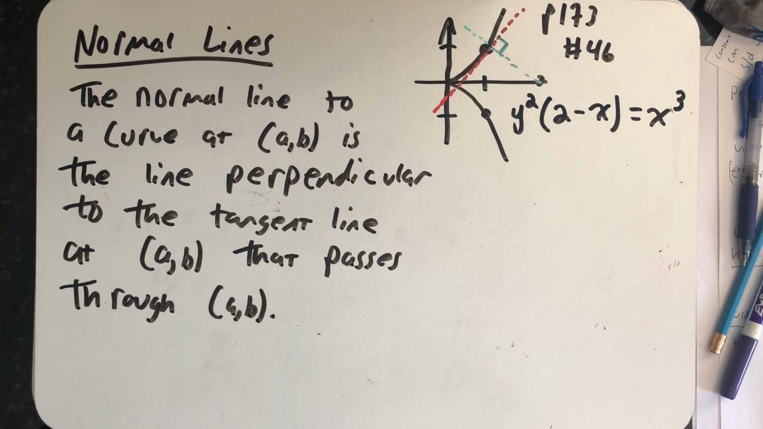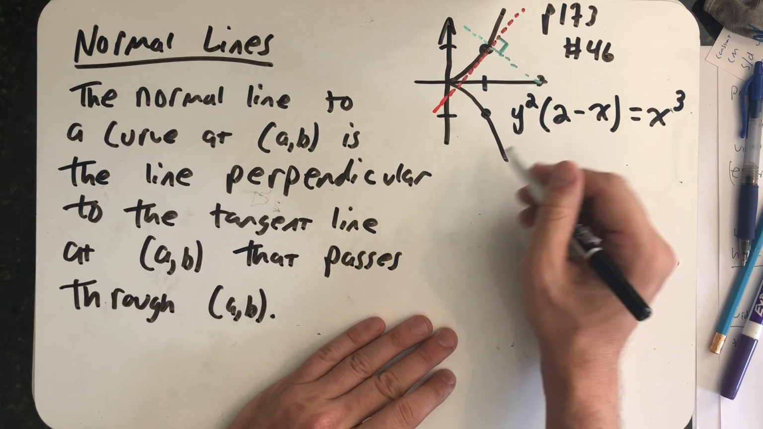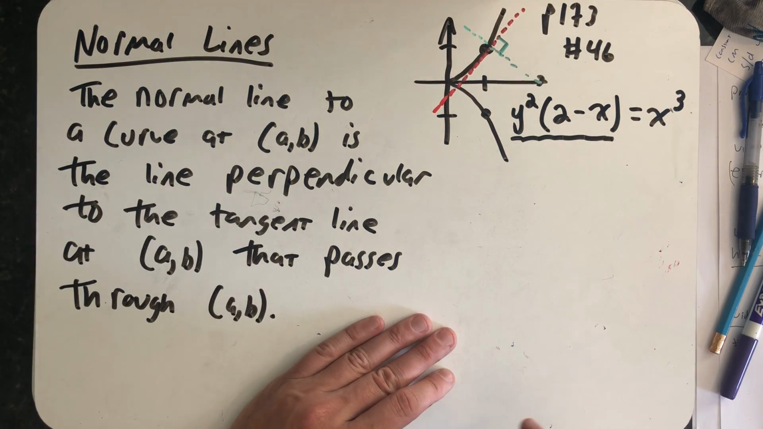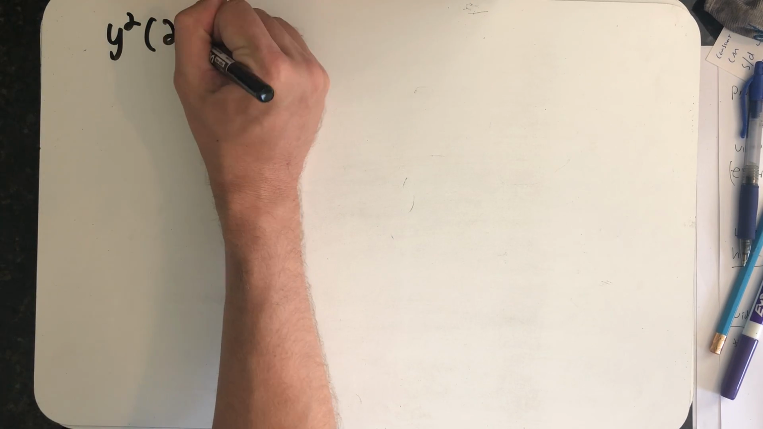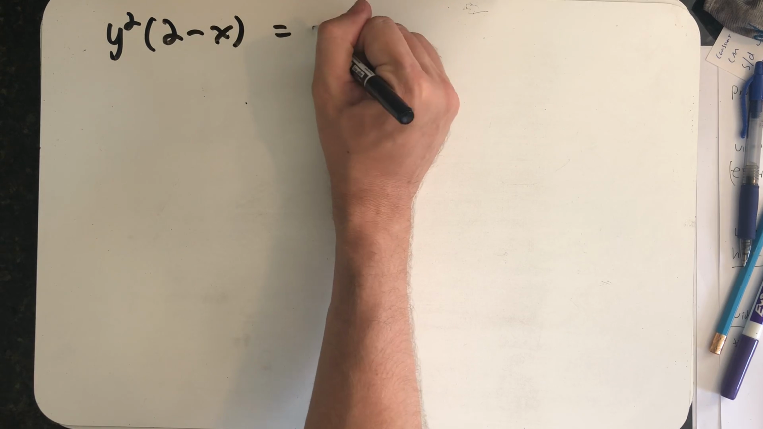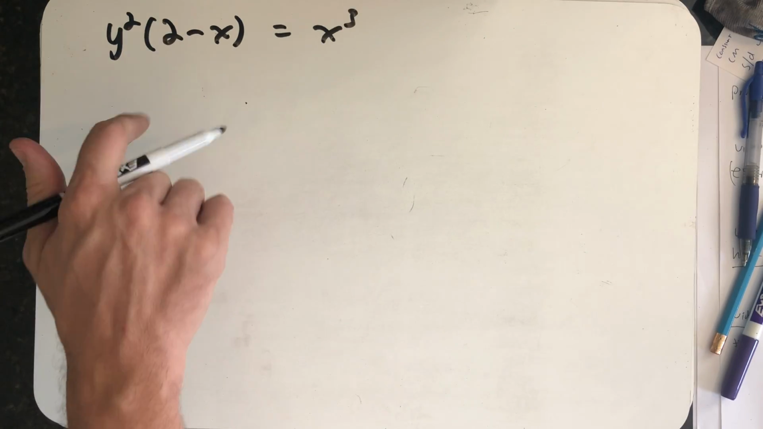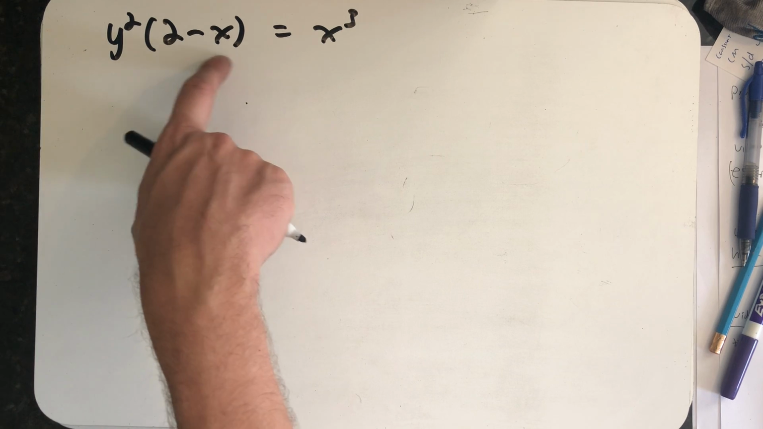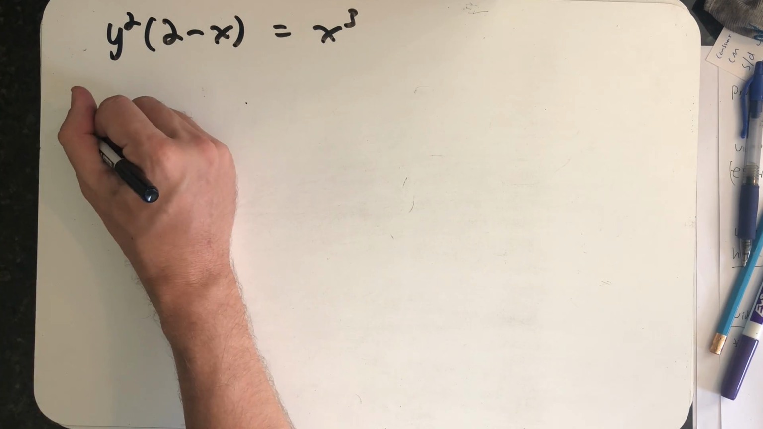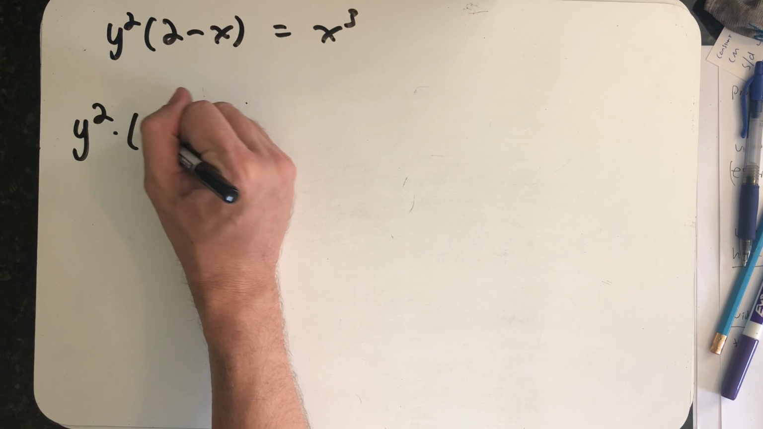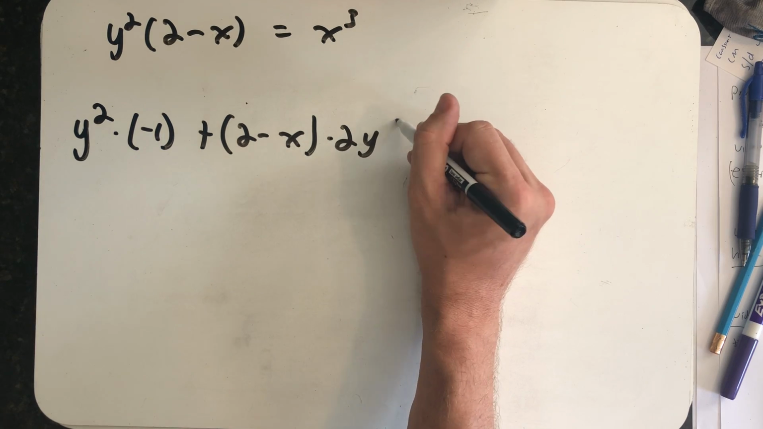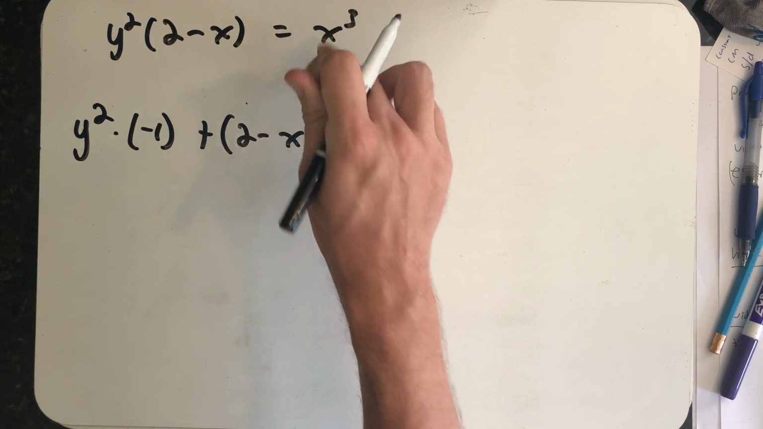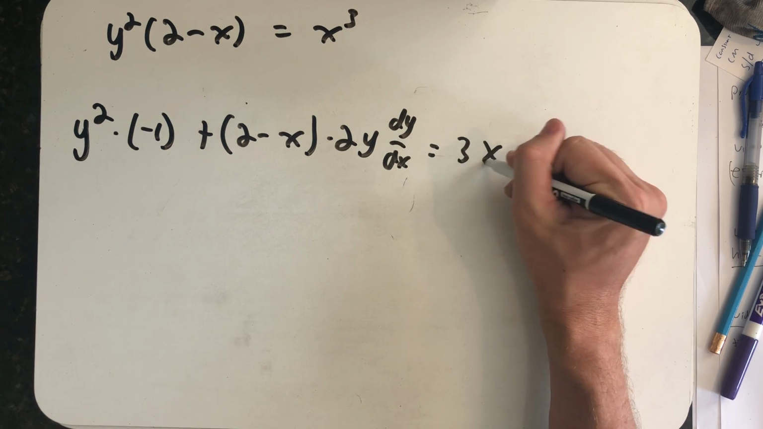We'll find the tangent line, then we'll see if we can find the equation of that perpendicular line going through the same point. All right, so I need to take the derivative of the left-hand side, y squared times (2 minus x), and then the right-hand side, x cubed. The left-hand side is y squared times another function, so I have to use the product rule: the first times the derivative of the second plus the second times the derivative of the first. On the right-hand side, the derivative of x cubed is 3x squared.